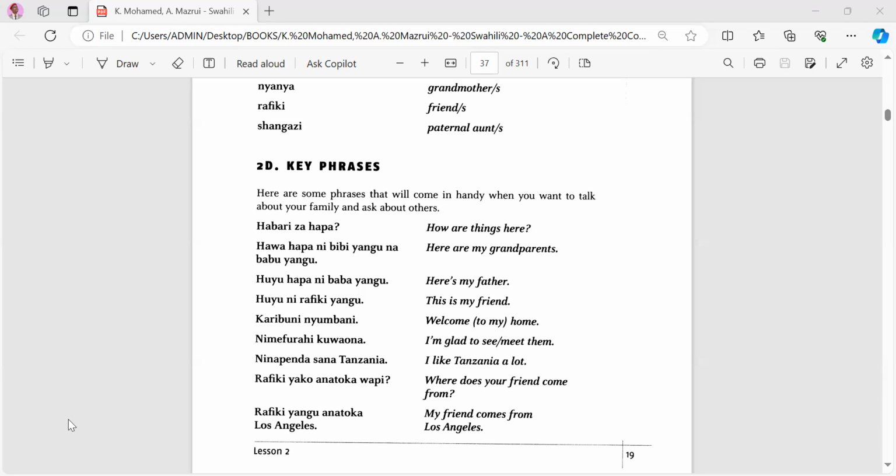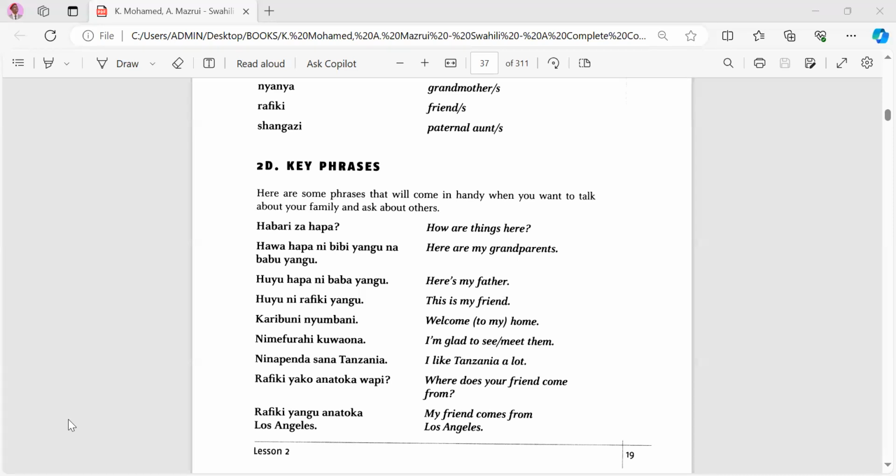Yes. So just to take you back a bit to "huyu ni rafiki yangu", why is it that the word "hapa" is not used in that sentence like in the two previous sentences? Now, for example, "huyu" means this. "Hapa" means here.